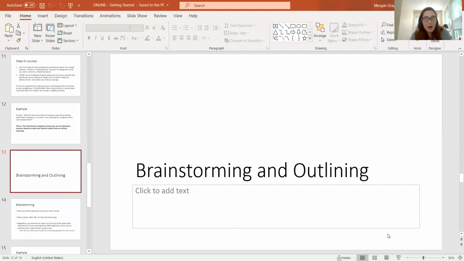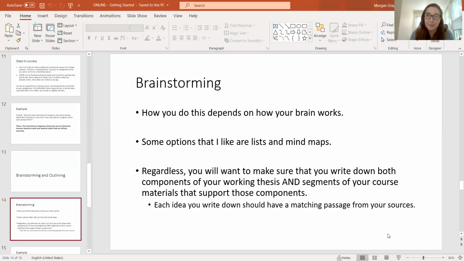Brainstorming and outlining are two things that I always insist on talking about with my students when I have the chance, because they really help get you off to the right start. If you don't take the time to organize your ideas at the beginning, you often find that you're having trouble organizing yourself later on.